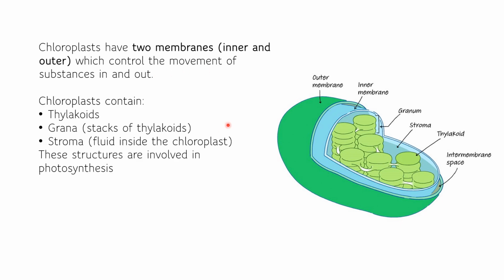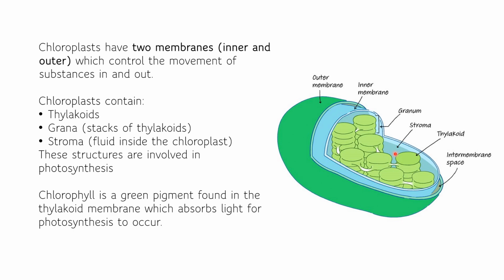Chloroplasts contain thylakoids over here. Grana or granum are the stacks of the thylakoids, and stroma is the fluid inside the chloroplast. And these structures are all involved in photosynthesis. Chlorophyll, as you would have seen in the formula for photosynthesis on the last slide, is a green pigment found in the thylakoid, so these discs, the thylakoids here, which absorb light for photosynthesis to occur.